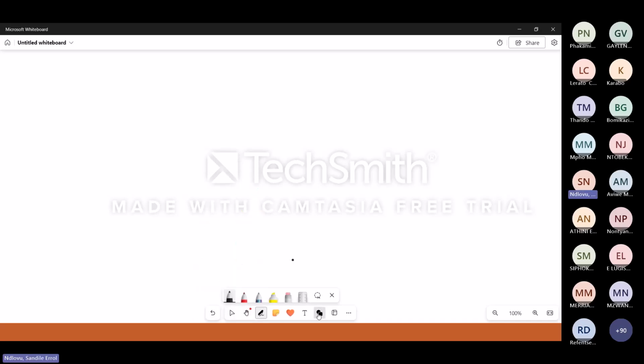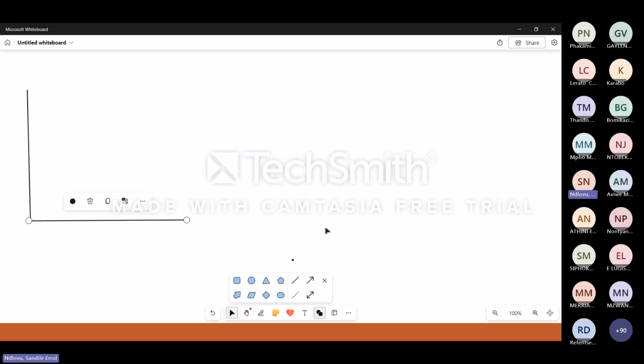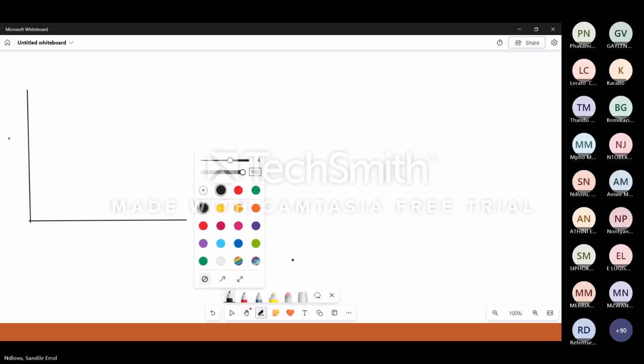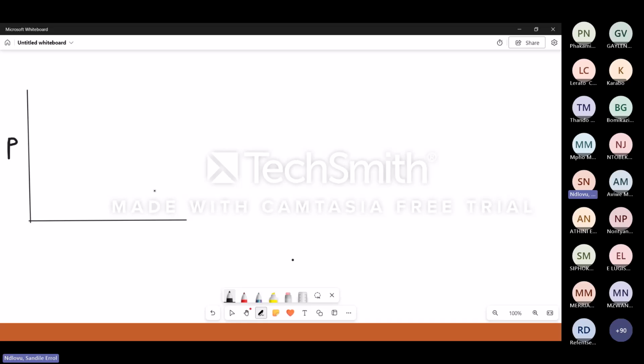Okay, let me just draw the graph rather. I'm just trying to show you guys the supply curves because now we are speaking about supply curves and not demand curves. So on your y-axis, you have price and quantity supplied. All right, and here you have origin.